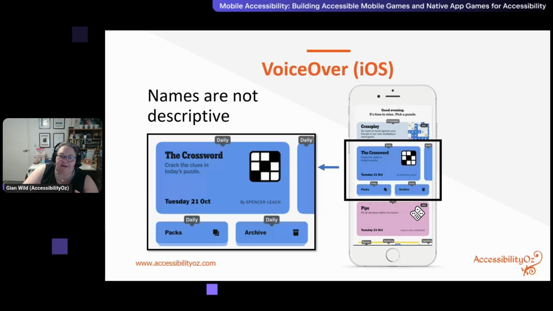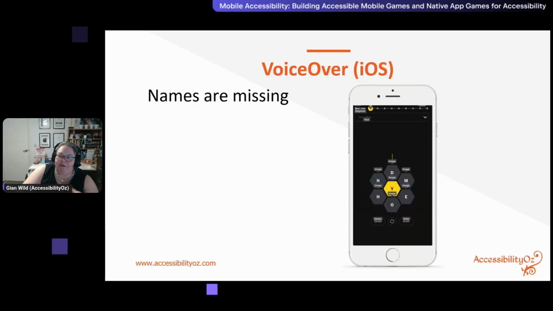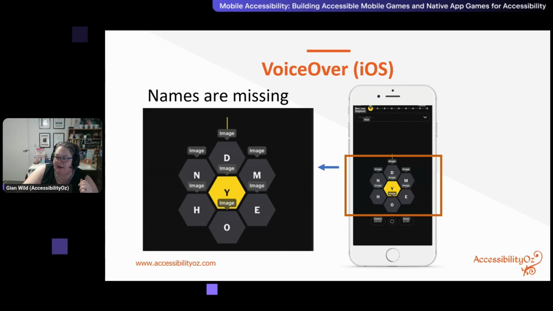This is another example, which is even worse, also New York Times games, where the letters that you're supposed to use for the spelling bee don't actually have any names at all. They're all just called image. So a screen reader user will hear image, image, image, image, image.